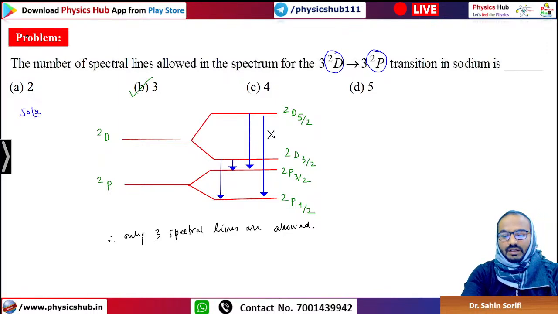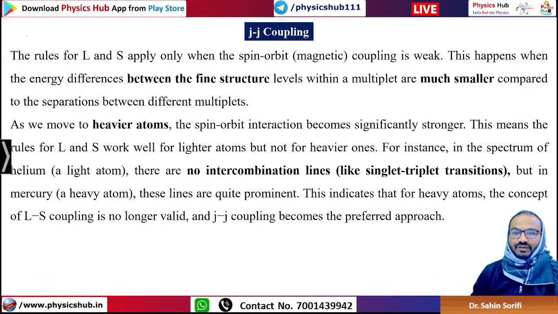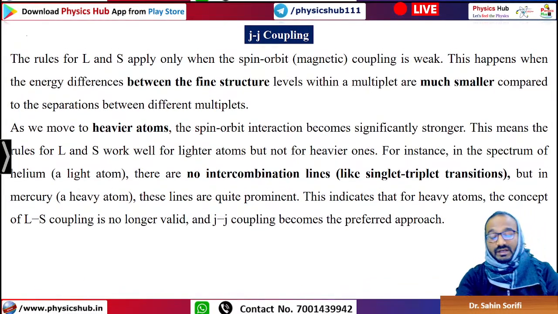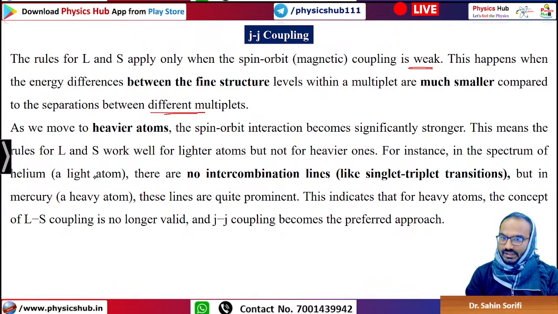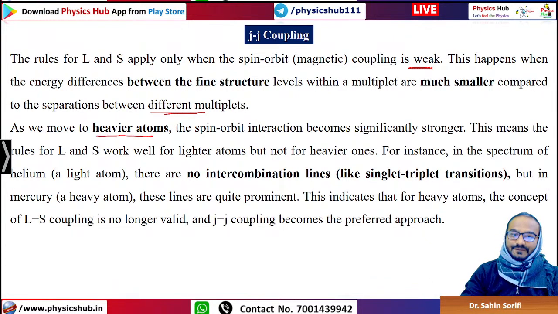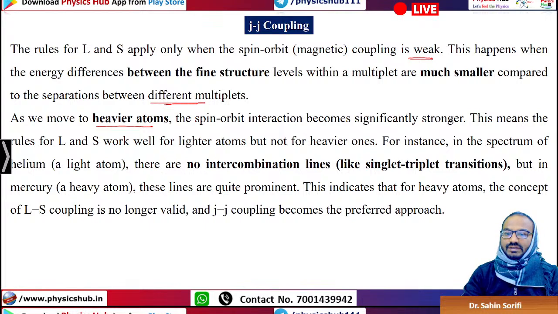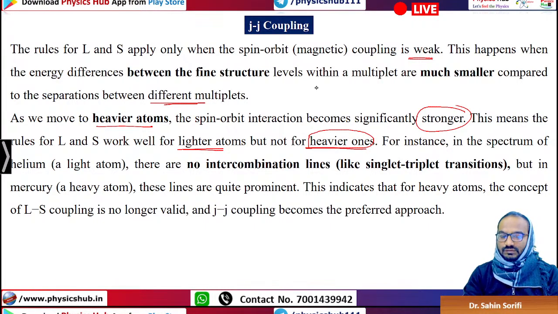Okay. Let us now go to JJ coupling. Till now we have been dealing with LS coupling. The rules for L and S apply only when the spin orbit coupling is weak. This happens when the energy differences between the fine structure levels within a multiplet are much smaller compared to the separation between different multiplets. As we move to heavier atoms, more than 30, the spin orbit interaction becomes significantly stronger. This means the rules for L and S work well for lighter atoms but not for heavier atoms. For heavier atoms, we need to consider JJ coupling. Simple meaning, previously we were considering the coupling between L and S.